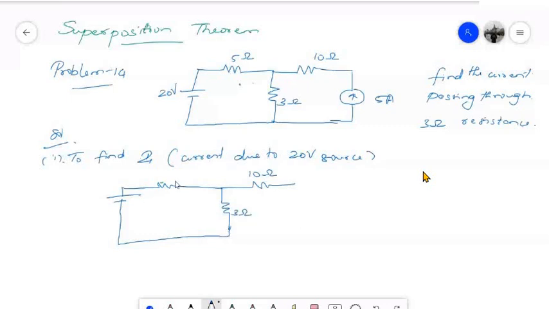So this is the 3 ohm resistance, this is the 5 ohm, and this is the 20 volt source. Now you will be able to tell the current I1 flowing through this particular resistance. I1 is nothing but this voltage 20 divided by the resistance in this part, 5 plus 3. This will be approximately 2.5 ampere. So this is the current by taking one source, and let me do the same with the next source.